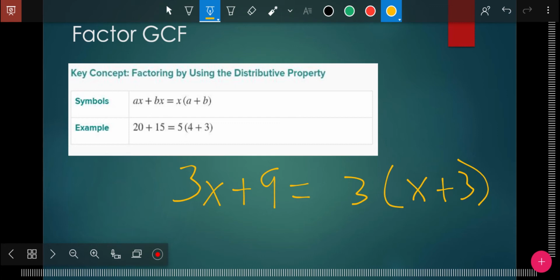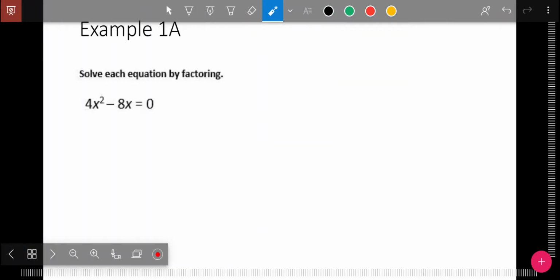And this is just a review of factoring by what's called the greatest common factor. 3 goes into both 3x and 9. So 3 times x makes 3x, and 3 times 3 makes 9. So you're pulling the 3 out, and that is the greatest common factor. Let's look at that in this example.